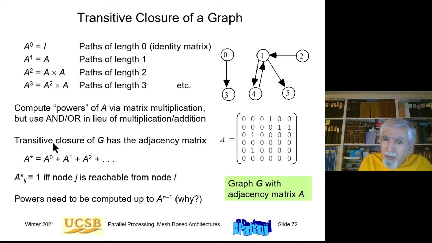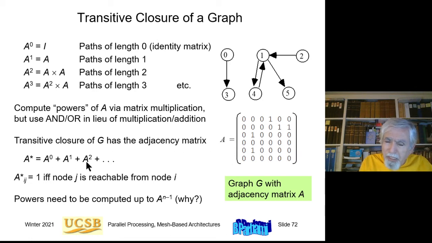Similarly, 4 is not directly connected to 5, but there is a path from 4 to 5. So element row 4, column 5 should be 1 in the transitive closure. Similarly, every node is of course connected to itself through a path of length 0, so the diagonal elements will also be 1. So how do you compute this transitive closure?